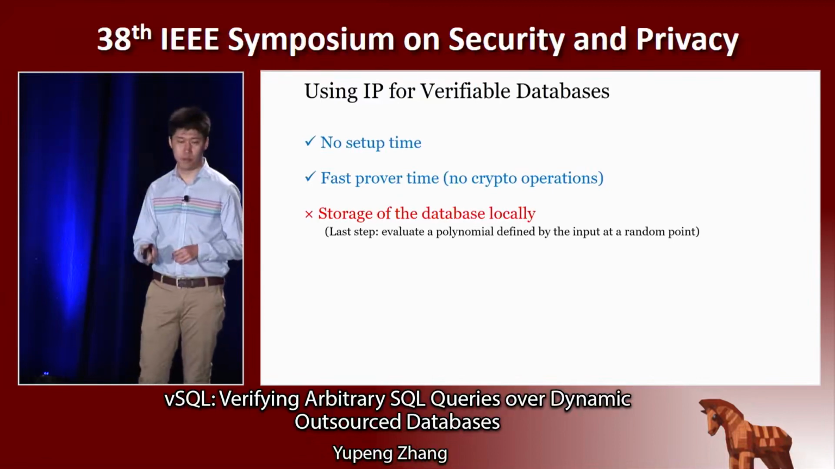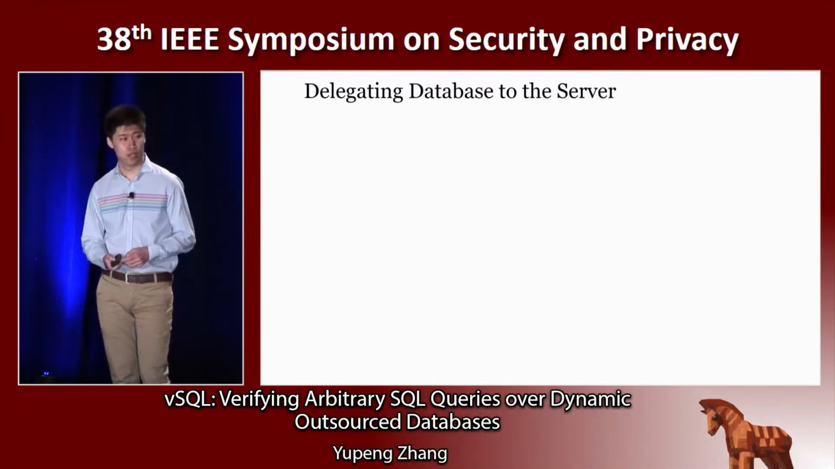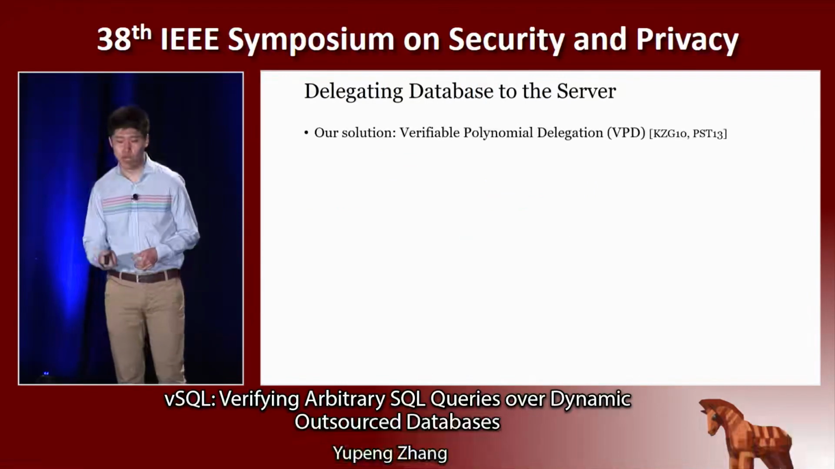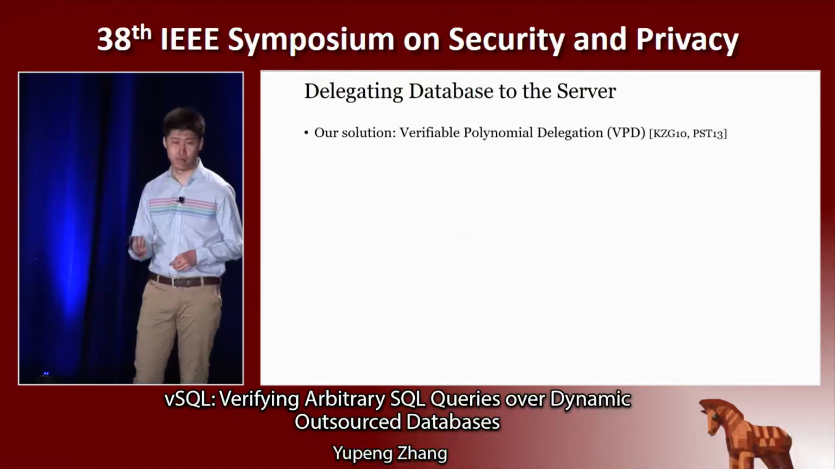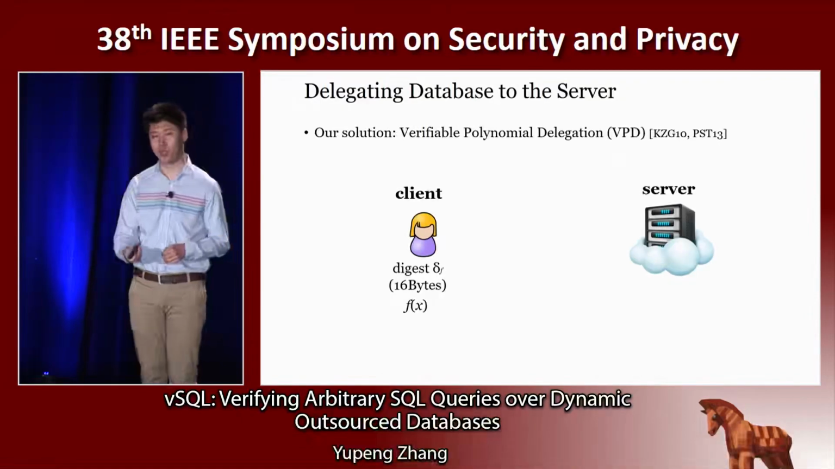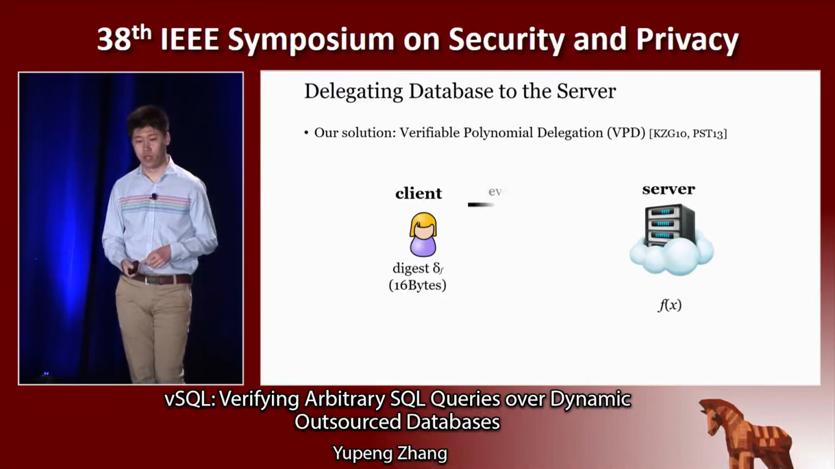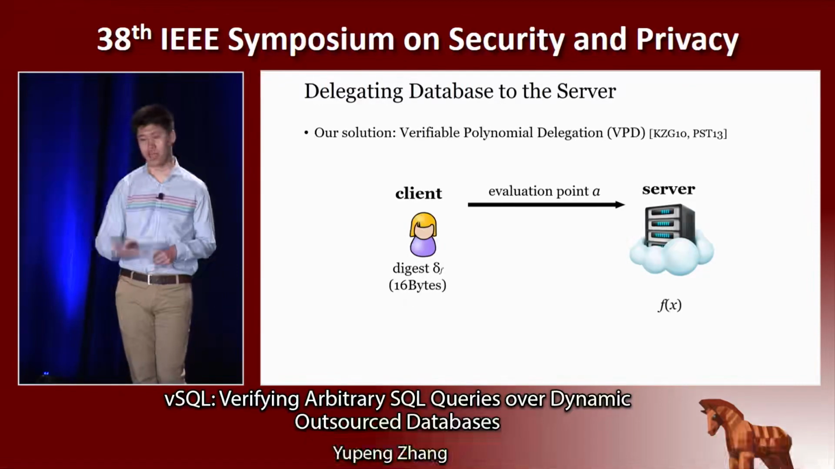As the last step, the client needs to evaluate a polynomial defined by the output at the random point. So in our paper, we further propose a protocol for verifiable polynomial delegation, VPD. This protocol enables the client to compute a short digest for a polynomial and then send the polynomial to the server. Later, the client can issue a query for evaluating the polynomial at point a.